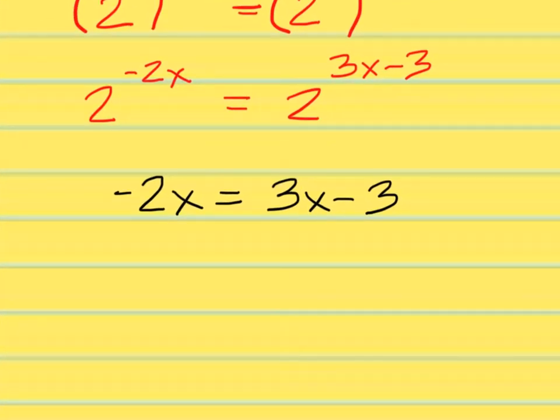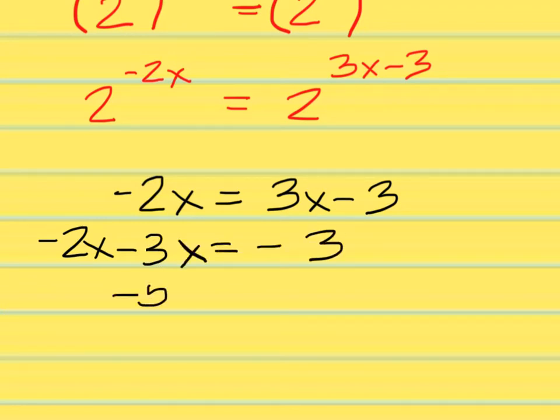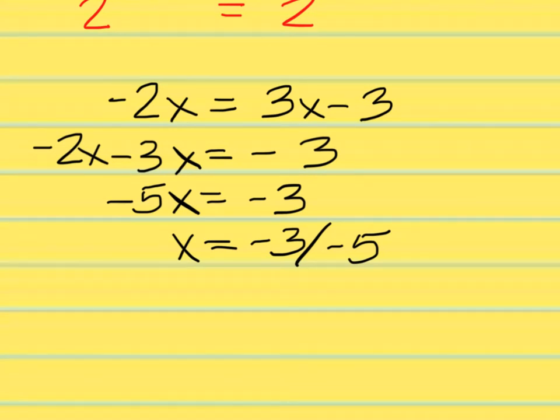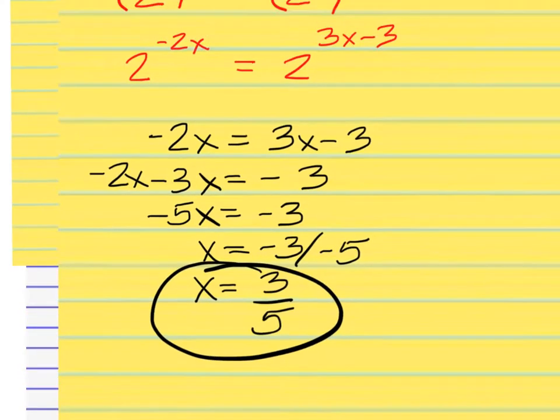Solve that very simple equation by doing negative 2x minus 3x equals negative 3. That's a negative 5x equals negative 3. Divide negative 3 by negative 5. That is not your answer because it is not simplified. You come up with x equals 3 over 5.